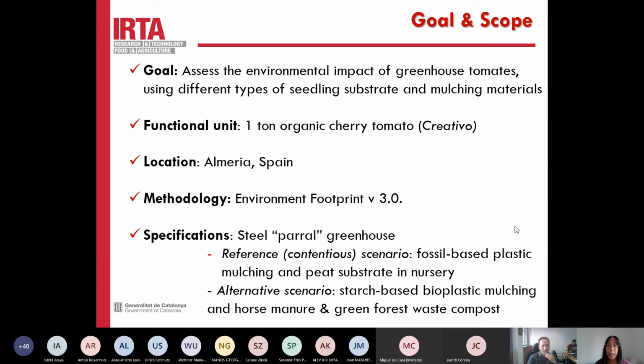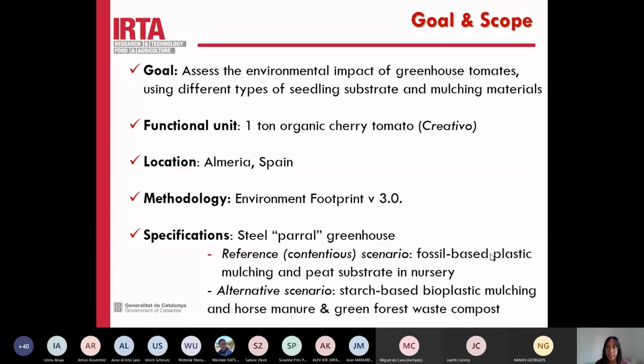The data for organic cherry tomatoes was provided by Miguel in Almeria, Spain. So to perform the life cycle impact assessment, we use the environmental footprint methodology, which is European specific and recommended by the United Nations Environment Programme.